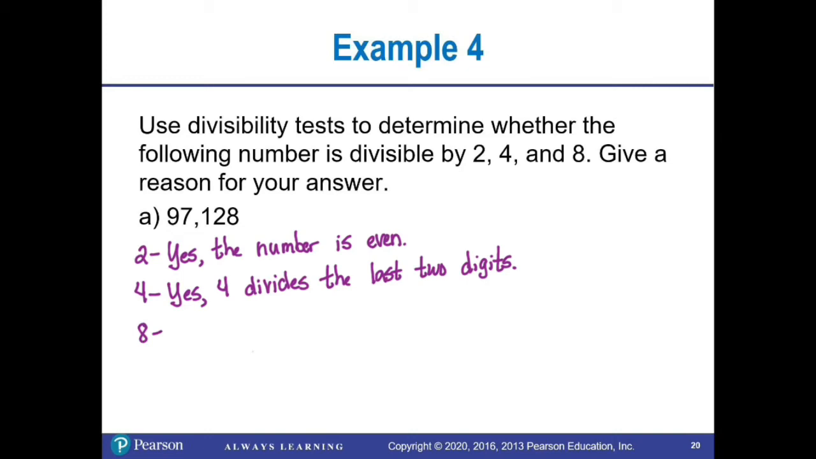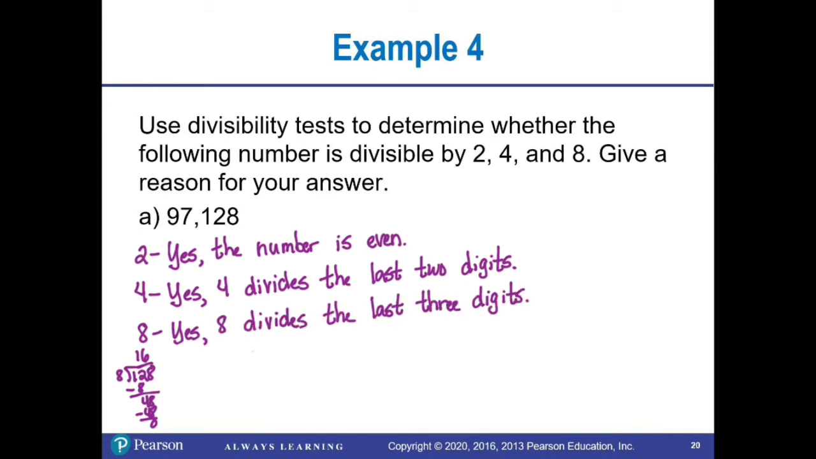With 8, we look at the last 3 digits. So I'm going to come down below and I'm going to divide 8 into 128. Notice that there is no remainder. And so here, 8 divides our number because 8 divides the last 3 digits. So for 2, we look at the last digit, for 4, the last 2, and for 8, the last 3.